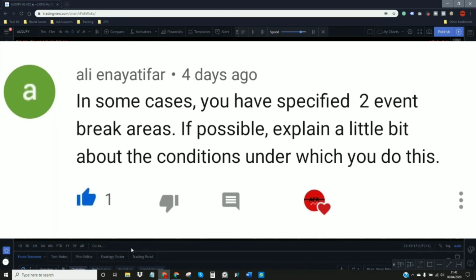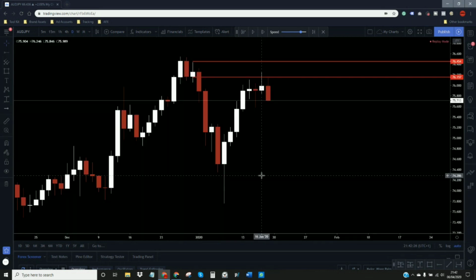So Ali asked, in some cases, you have specified 2 event breaks? If possible, explain a little about the conditions under which you do this. Now, at times you have noticed me measure up 2 event breaks, because what I usually do, on occasion, is that if I want to get into a daily supply demand level really early, I'll jump in looking for a 5-minute or 15-minute event break. However, that's further up on the curve. What's lower down is usually that H1 event break.